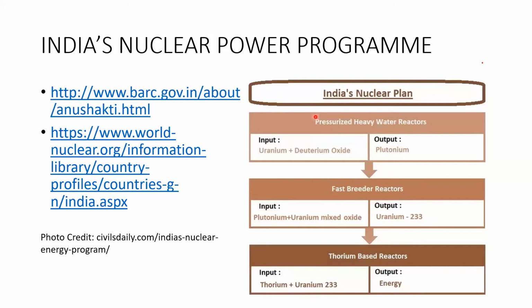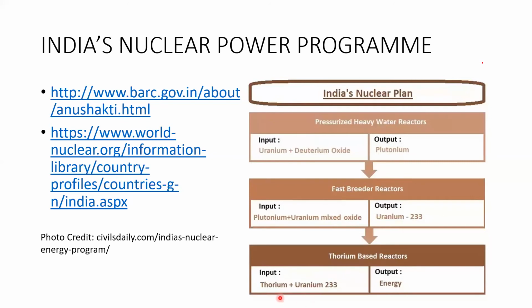The first stage is around 20 to 25 years. After that the second stage is around 20 years, and after that the thorium stage can be started. This Indian program was started in 1960, and the founder was the scientist Homi Bhabha.